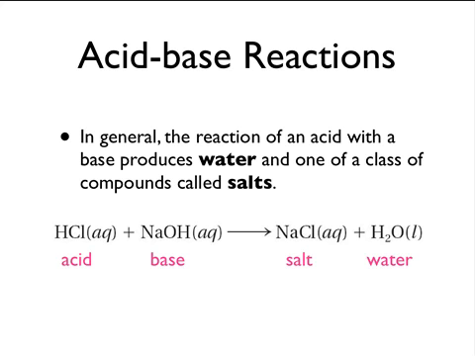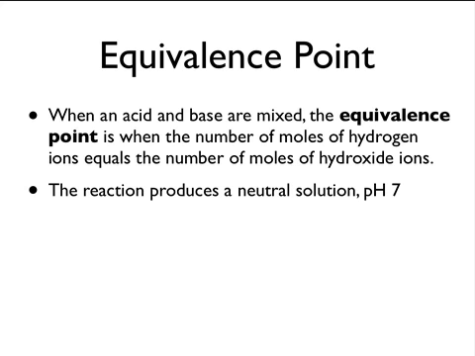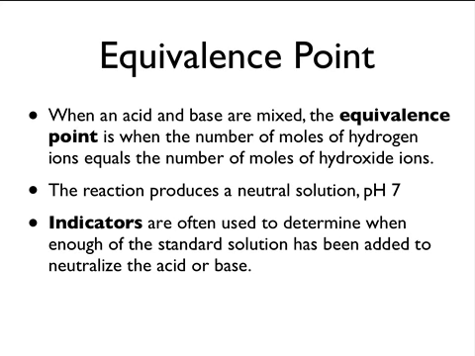And if all you have is salt dissolved in water in the end, what you have is a neutral solution, or neutralization, and it should have a pH of 7, which is the neutral pH. When an acid and a base are mixed, the equivalence point is when the number of moles of hydrogen ions equals the number of moles of hydroxide ions. So they are equal, which is why we call it the equivalence point. So this is a neutral solution with a pH of 7.